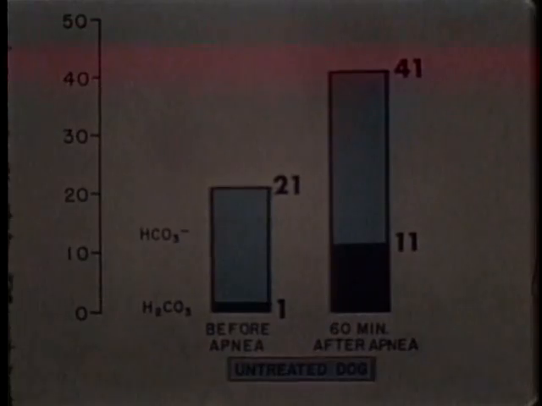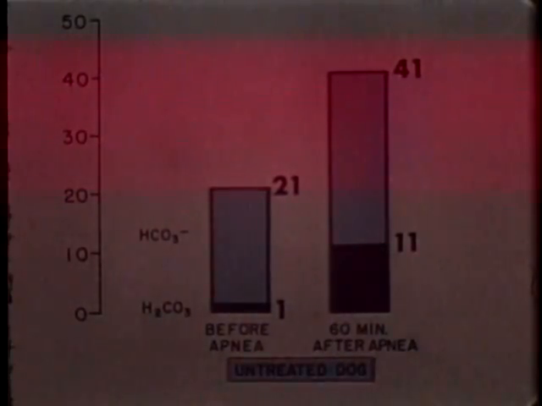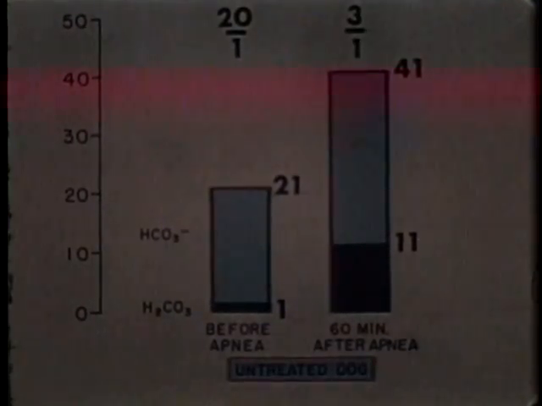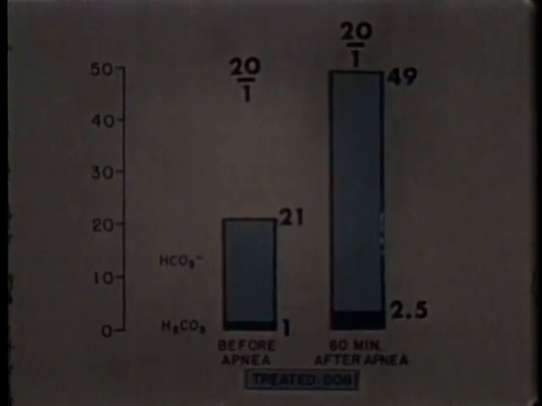After 60 minutes of apnea, total plasma CO2 increased from 21 to 41 millimoles per liter in the untreated animal, the ratio of bicarbonate to carbonic acid falling from 20 to 3. In the treated dog, there was, after 60 minutes of apnea, a still greater increase in plasma CO2, which rose to 49 millimoles per liter. However, in this case, the ratio of bicarbonate to carbonic acid remained normal in spite of the higher CO2 accumulation.